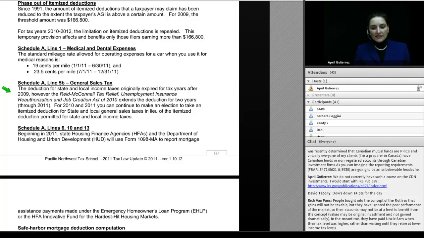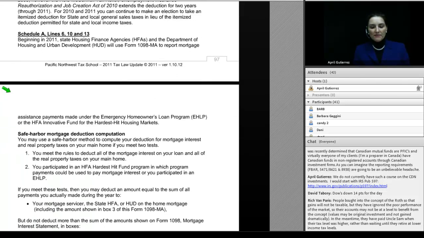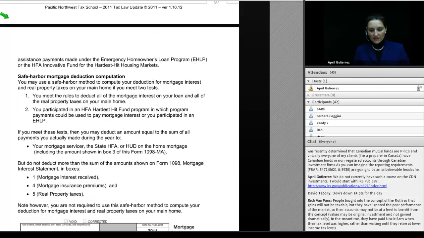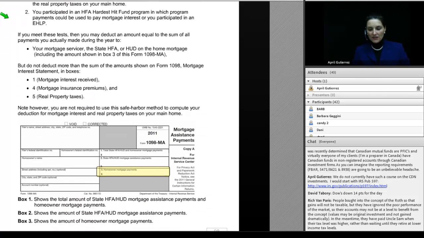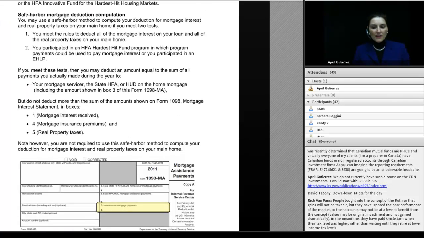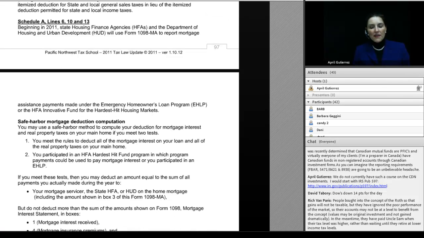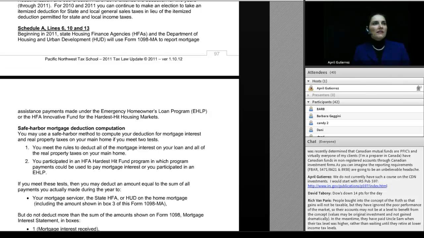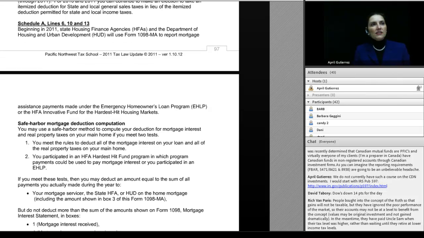Schedule A, lines 6, 10, and 13. This is kind of a weird one. I just found out about this by reading enough places about what was new for the year, and I came across something called, a weird new document, you'll see it right here, a 1098-MA. Now this is something that I would expect is going to be a document issued mainly to lower income filers, but I could see some moderate income filers could be getting them as well.